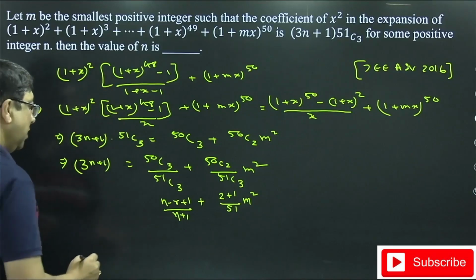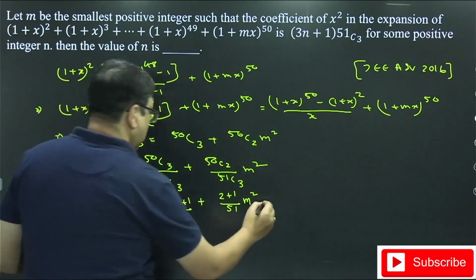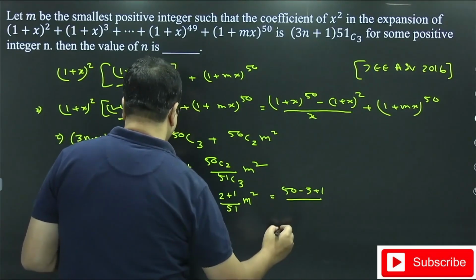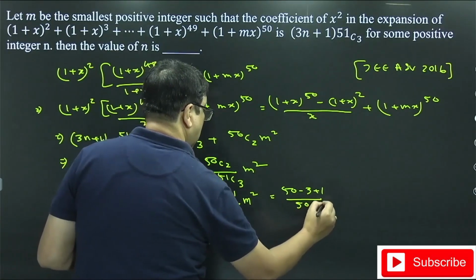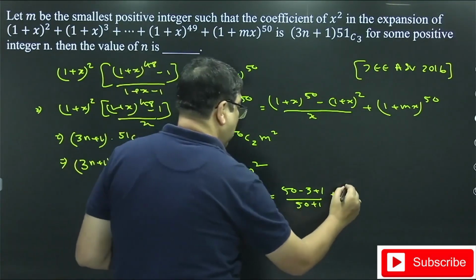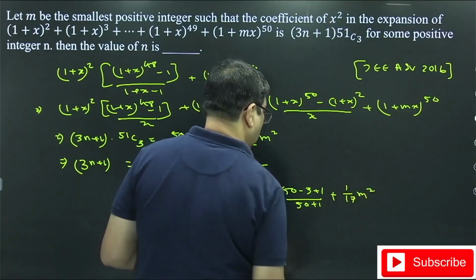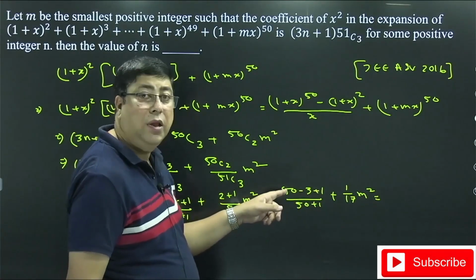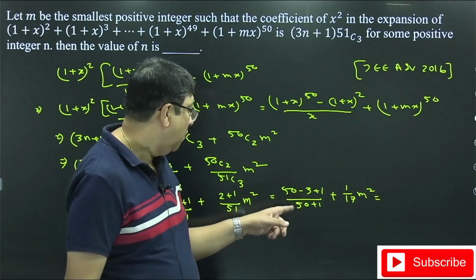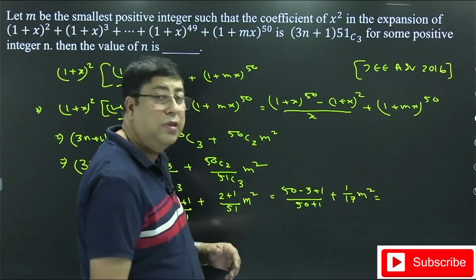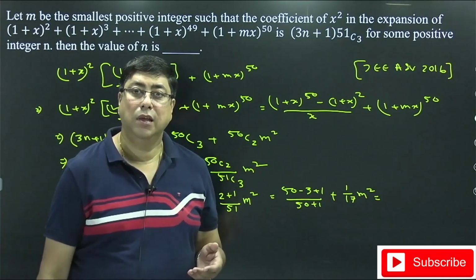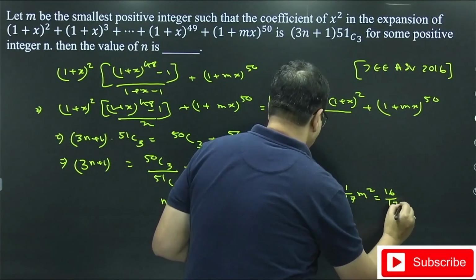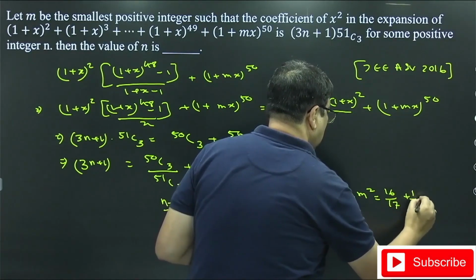Therefore we can write this as, here n equal to 50, therefore (50 minus 3 plus 1)/(50 plus 1) plus 3 by 51, it means 1 by 17 m square. We can write this as 50 plus 1, 51 minus 3, 48, 48 by 51. How to cancel here? So if we divide by 3, 16 by 17 plus 1 by 17 m.